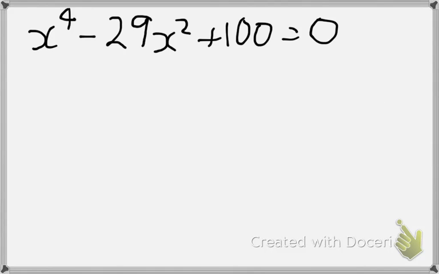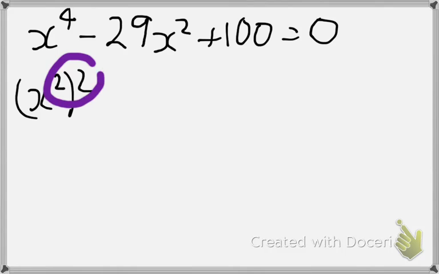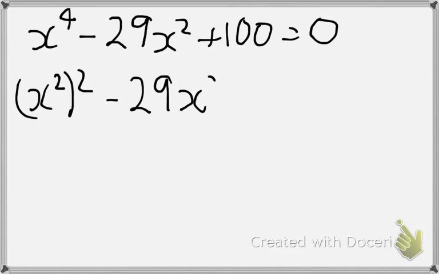The next type of question is an actual reduction. So let's have a look. We can see here we've got a power of 4 and we've got a power of 2. That's not quite a quadratic, but if we write this as x squared to the power of 2, now remember when we use our indice laws, that power becomes 4. So that's still true. Minus 29x squared plus 100 equals 0.